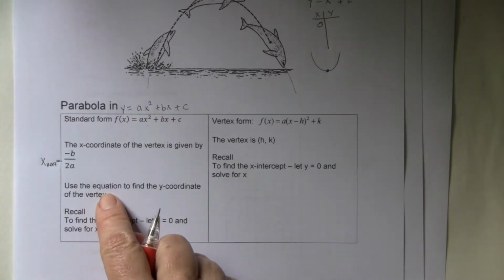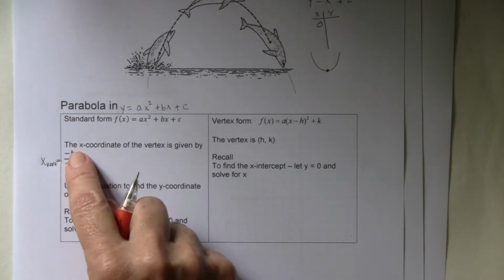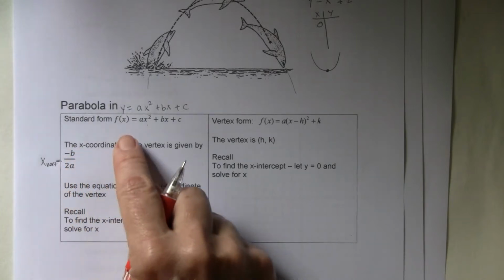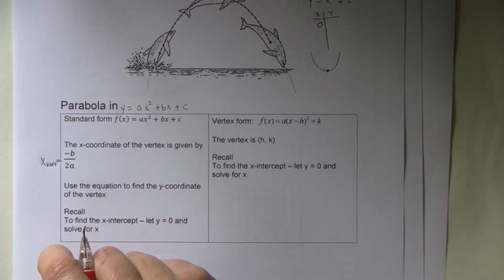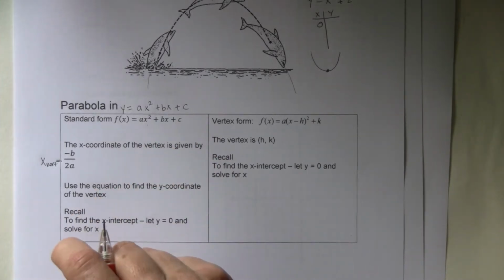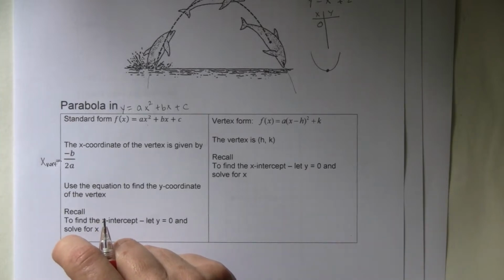How you can find the y-coordinate of the vertex is simply by, when you figure out what this number is, plugging it in for x. And then you'll be able to find out what y is. And so you just use the equation to find the y-coordinate. And then you can write your vertex as an ordered pair.